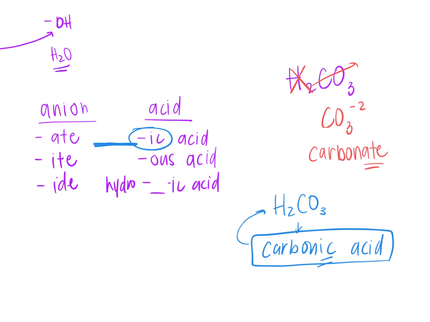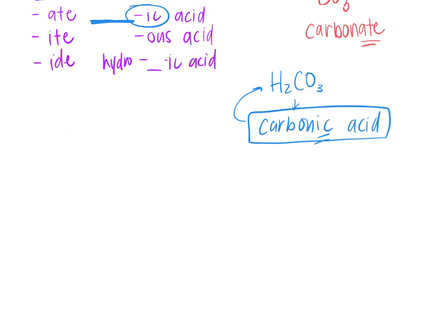Okay, so we ignore the hydrogens and we see what anion we built it from, and then we go with our naming rules from there. Yes or no? Let's say that I wanted the formula for phosphoric acid.